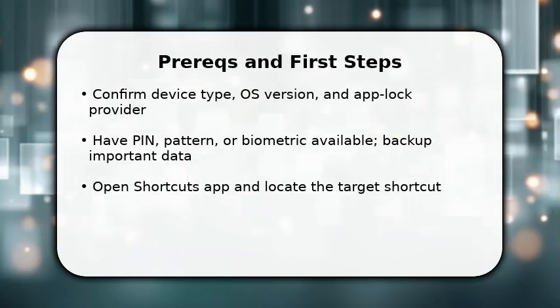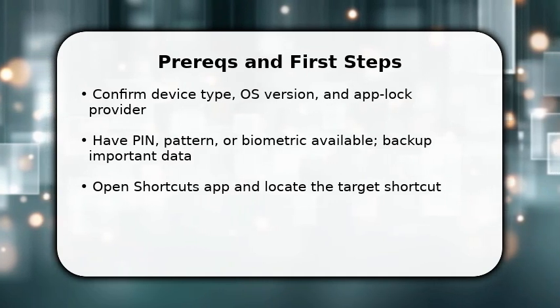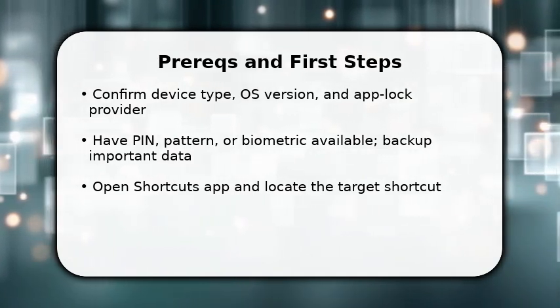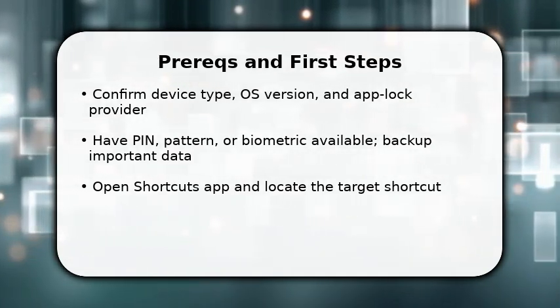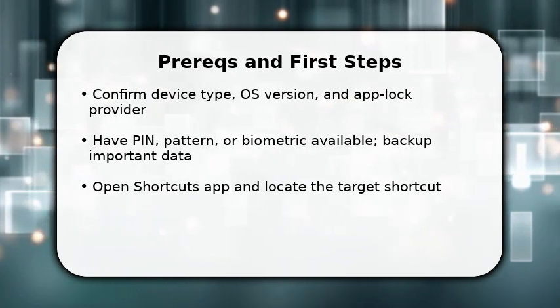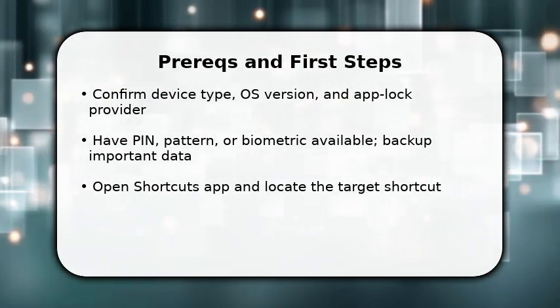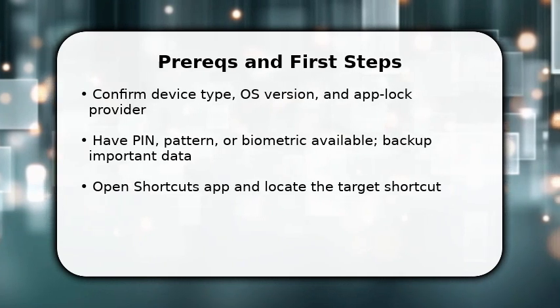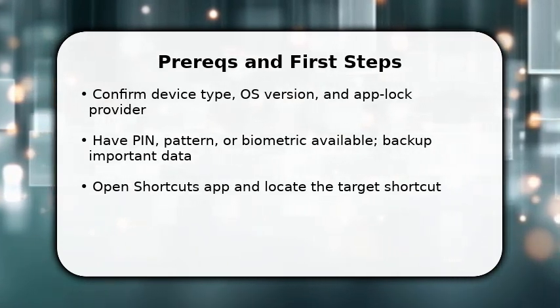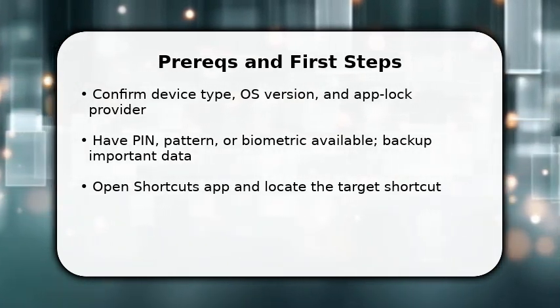You start with Essentials. Confirm the device and app lock provider so you know which settings to change. Once ready, unlock the phone with the PIN or fingerprint and open the Shortcuts app. Make sure the specific shortcut you want to edit is visible. If it's inside a folder, tap to expand it.